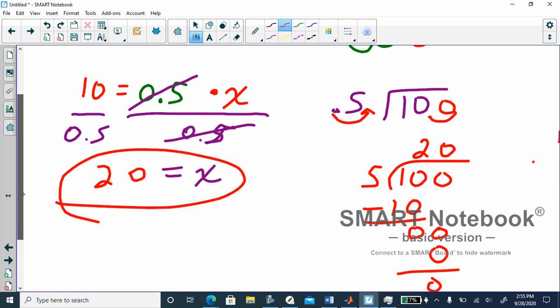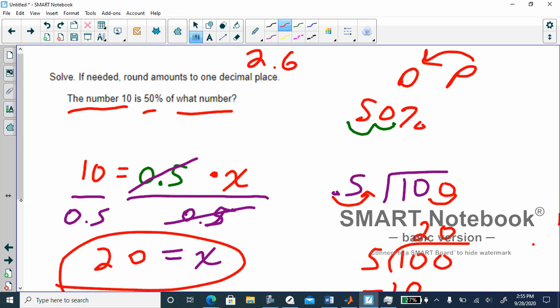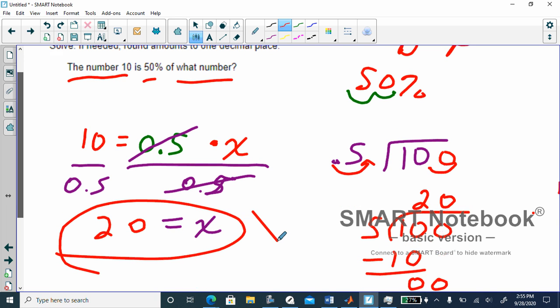So 10 is 50% of 20. So just converting it into an equation and solving that equation.